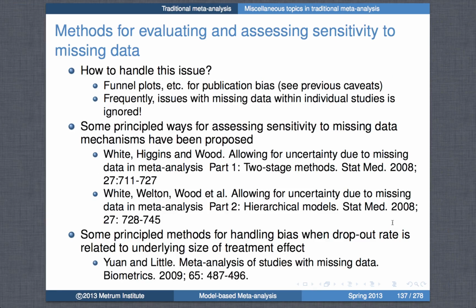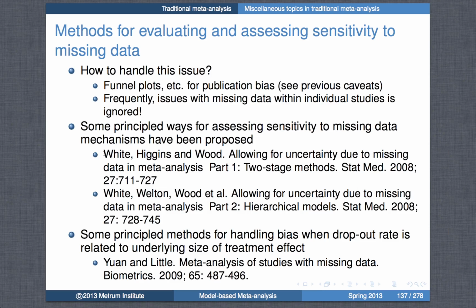So there are ways to try to evaluate and ascertain the sensitivity to missing data. As we talked about before, if we're looking to ascertain something about publication or small study bias, we can use funnel plots, perhaps radial plots. But by and large, the issue is typically ignored in meta-analysis. That is, missing data within individual studies is ignored. There have been a small number of attempts to try to address that.